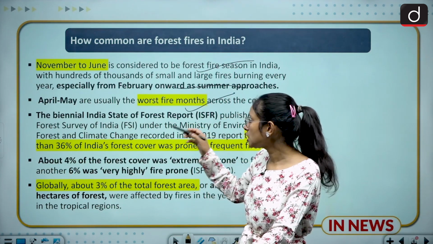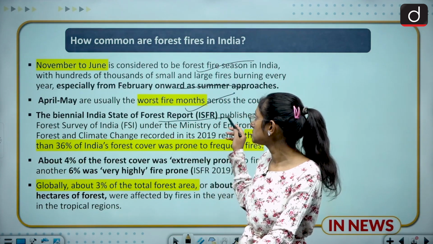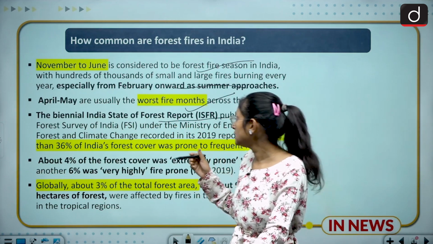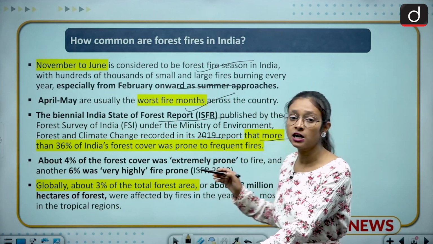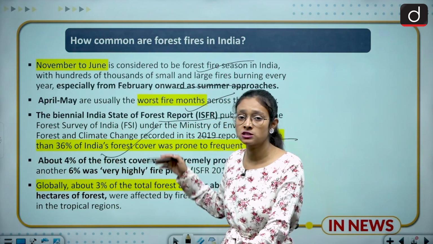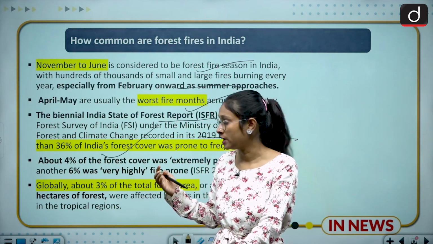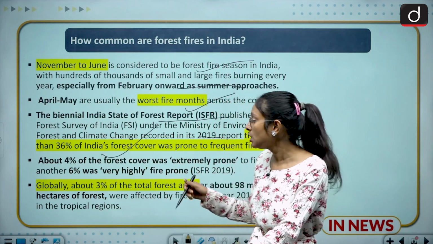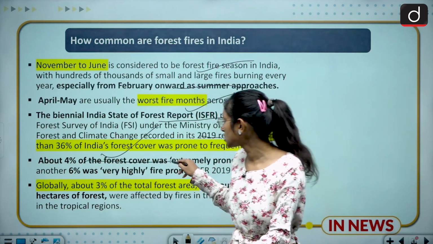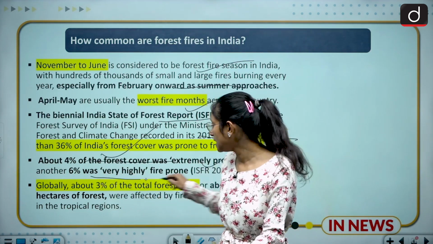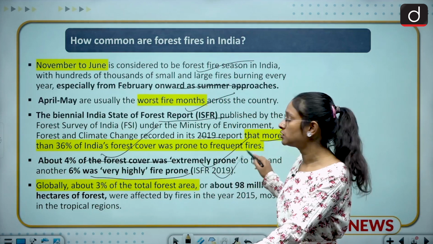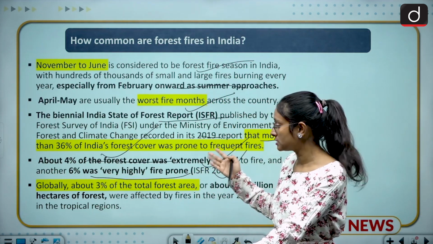Then according to the India State of Forest Report of 2019, more than 36% of India's forests are prone to forest fire, and among that 36%, 4% of the forest cover is extremely prone and 6% is very highly fire prone. So we can get this from the Forest Survey of India report.